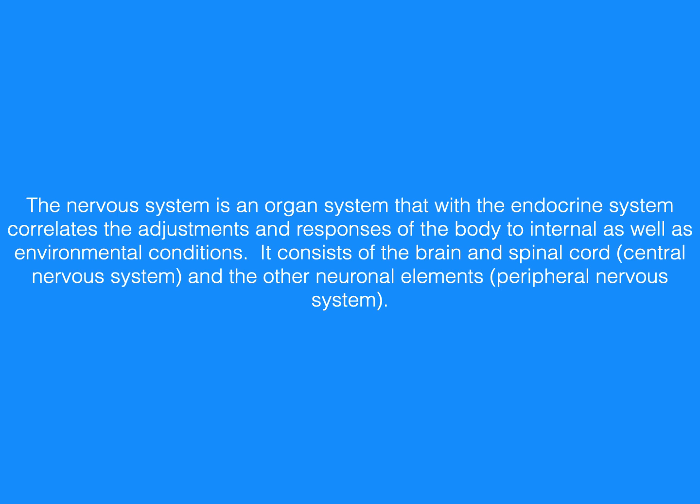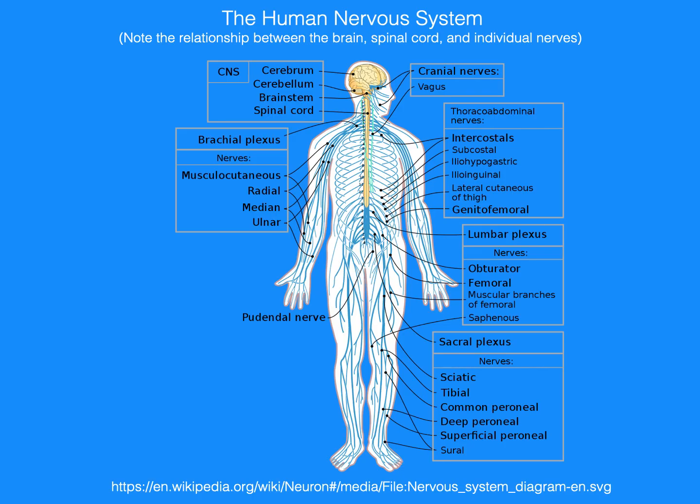The nervous system is an organ system that, with the endocrine system, correlates the adjustments and responses of the body to internal as well as environmental conditions. It consists of the brain and spinal cord, central nervous system, and the other neuronal elements, peripheral nervous system. The human nervous system illustration. Note the relationship between the brain, spinal cord, and individual nerves.